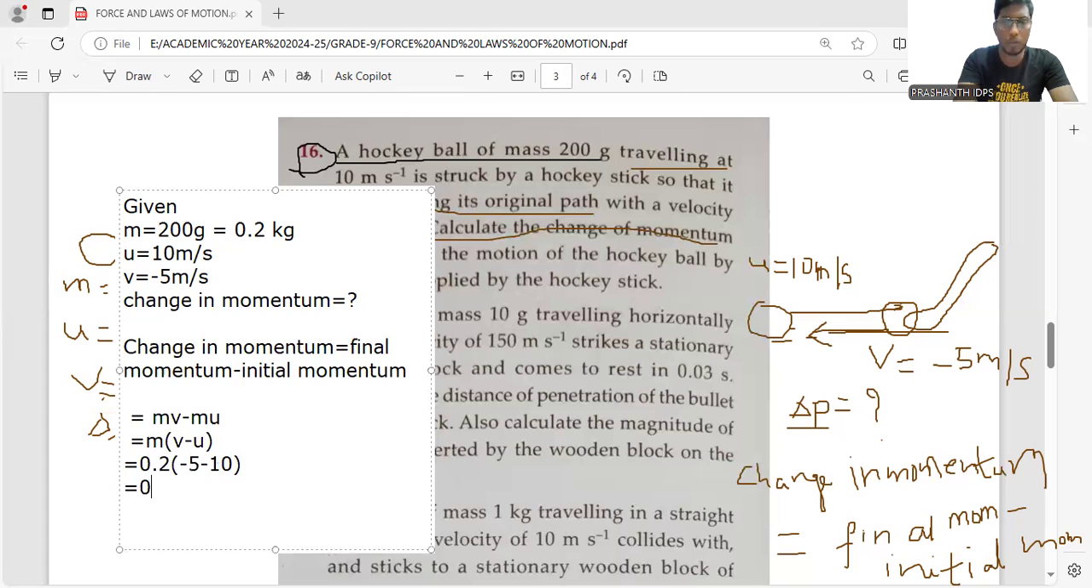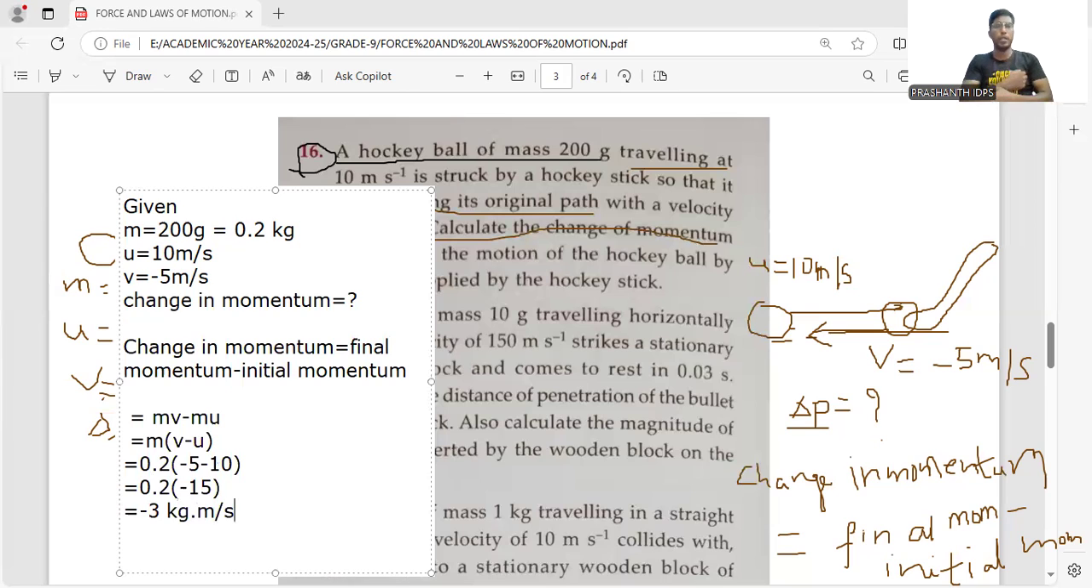So which is equal to 0.2 into minus 15. Now 15 times 0.2, so you will be getting minus 3 kg meter per second. Minus 3 kg meter per second. This is the final answer. Make a note. Let us go to the next question.